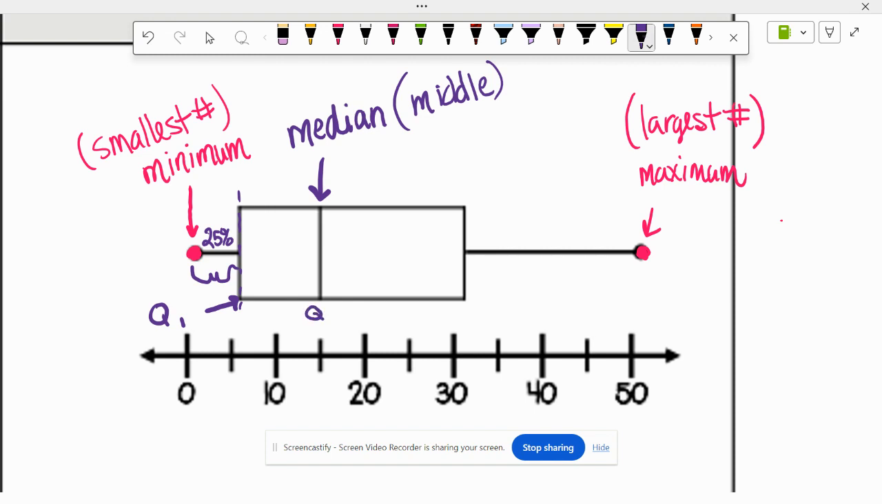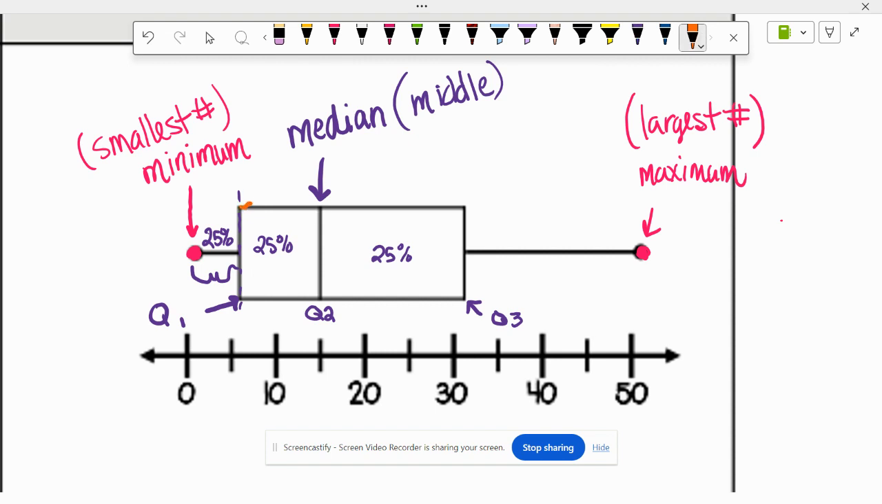Right here, the median is also called Q2. So that means that this has 25% of the data. This guy right here, what do you think this one's called? Q3, for the third quartile. So that means that this represents 25% of the data. And that's just how it's set up. Okay.